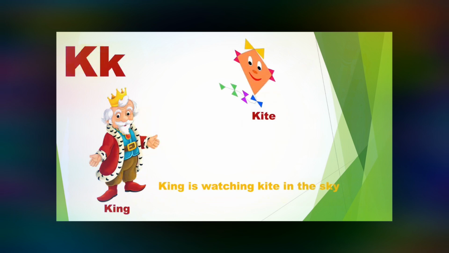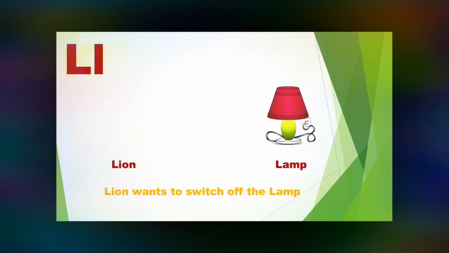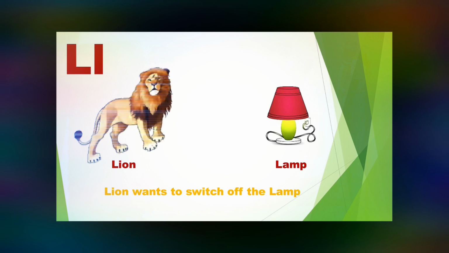K. K for king. And K for kite. King is watching kite in the sky. L. L for lamb. And L for lion. Lion wants to switch off the lamp.